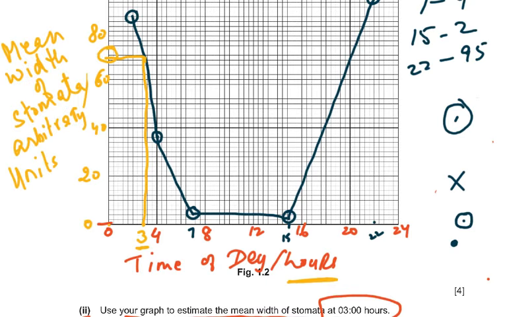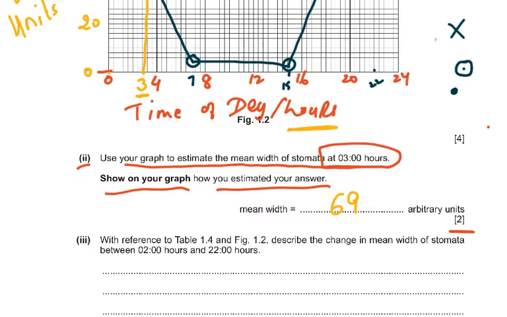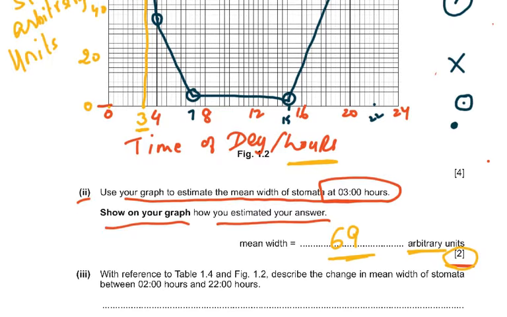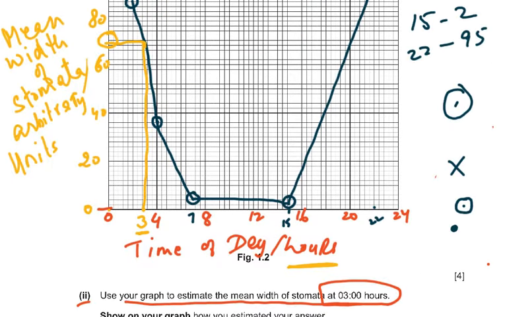Now this is somewhere between, a bit less than 70, maybe 68, 69 or 70. This is what you read from the graph, and you would write that as the answer. But what are the 2 marks for? The 2 marks are not only for this answer, and the units are already given. The other mark is for showing me this line on the graph. If you showed this line on the graph, only then do you get the second mark.